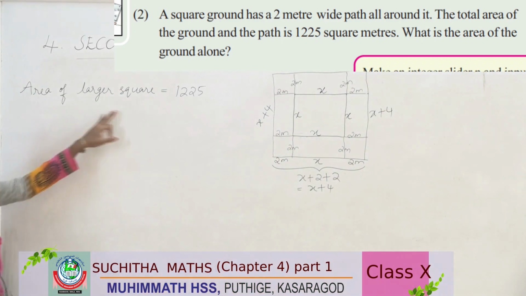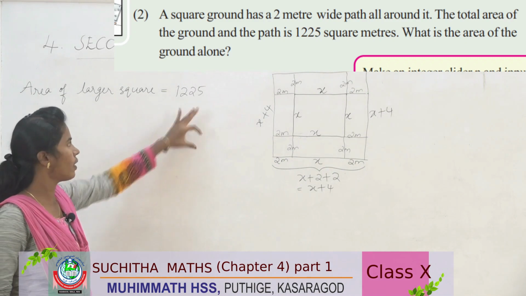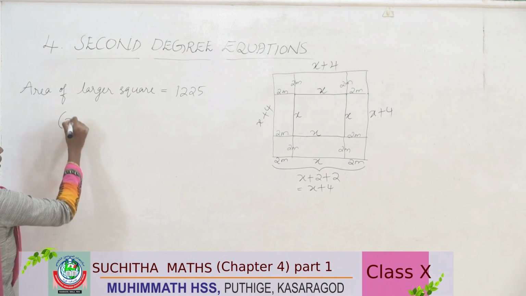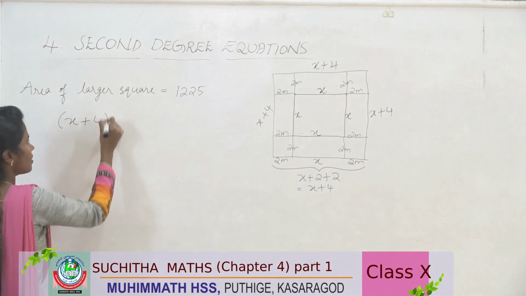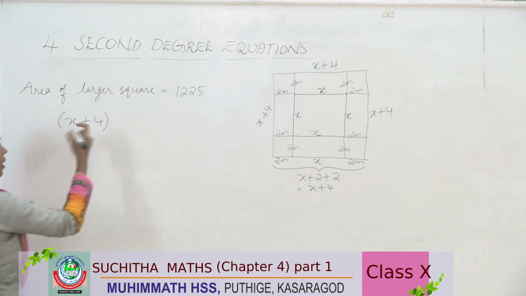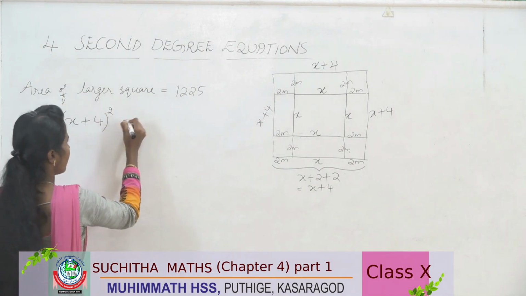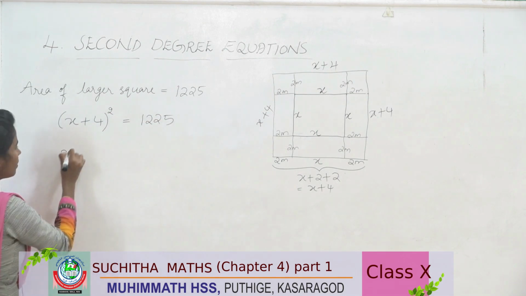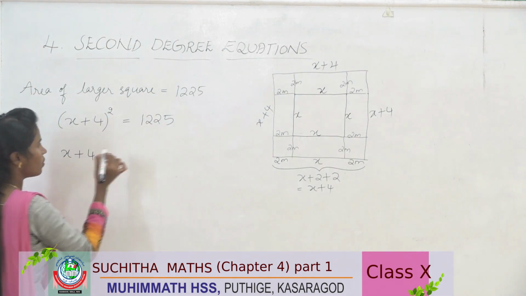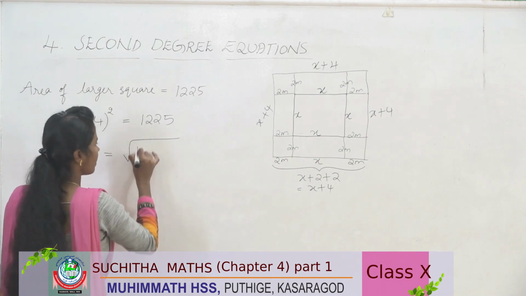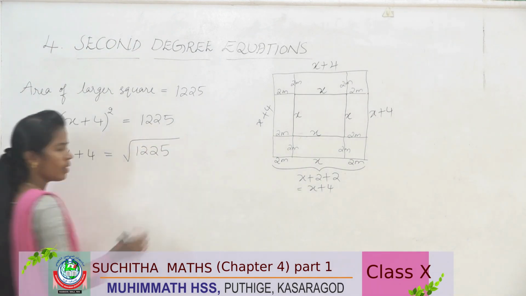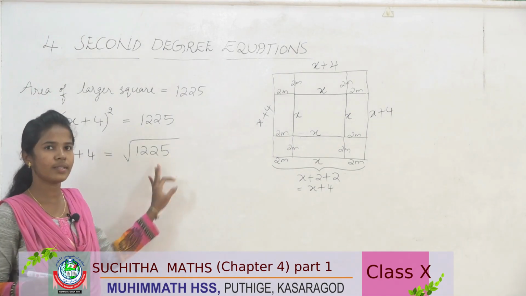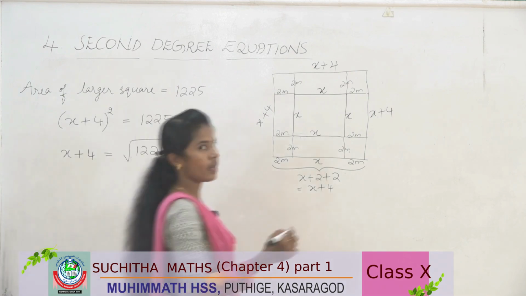The area of the larger square is 1225 square meter. One side of the larger square is x plus 4, and its area is x plus 4 whole square, equal to 1225. Here x plus 4 equals the square root of 1225. What is the square root of 1225? Let's find it using factorization.